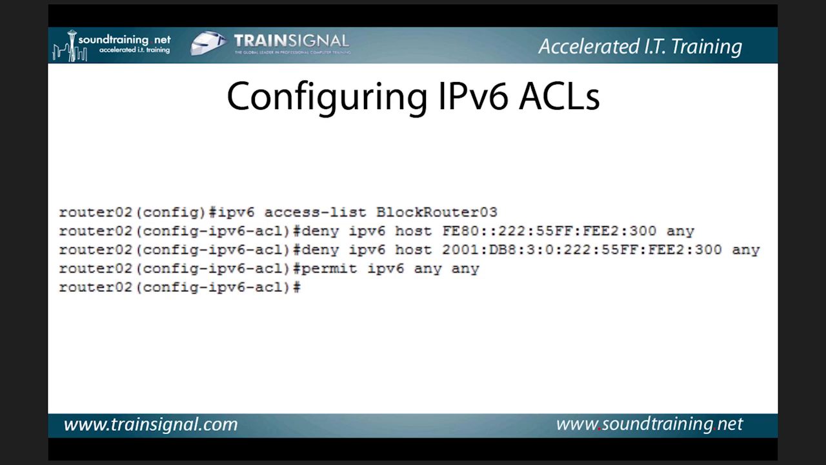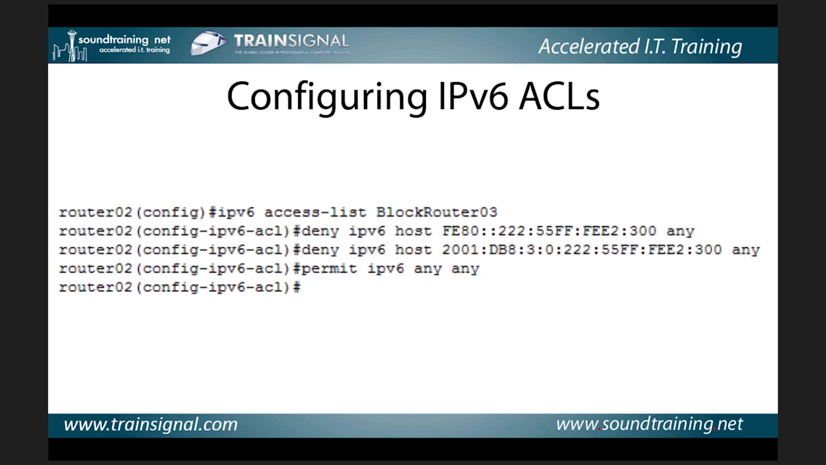And I could provide an explicit network there, or I could provide an explicit host, although I understand there's some quirks in that with the Cisco IOS, so just be aware of that. But at least in theory, I can do that. And then I added another line, as you can see, and then at the very end of it, I wanted to permit IPv6 any. So that actually allows all traffic through except that which I've explicitly denied, as you can see from the demonstration.